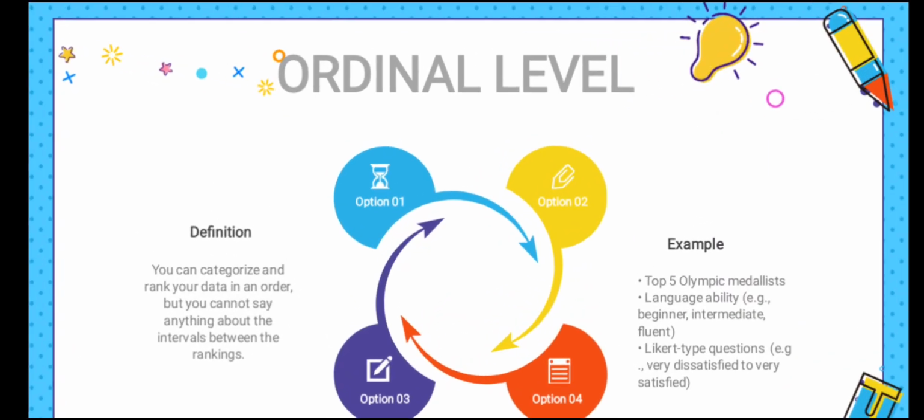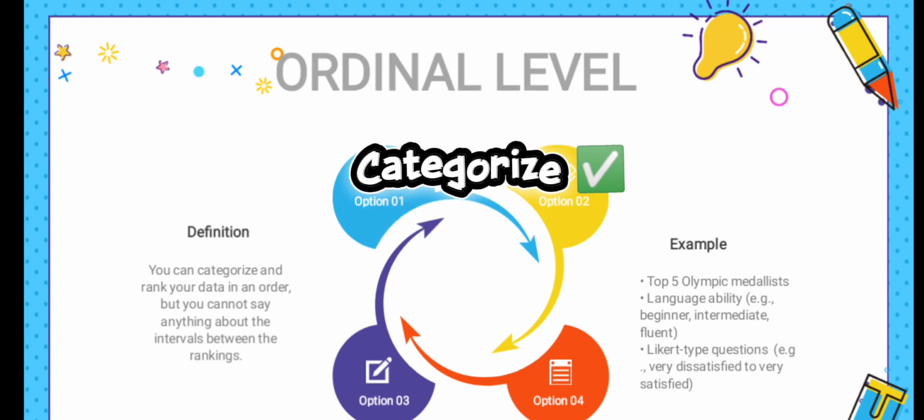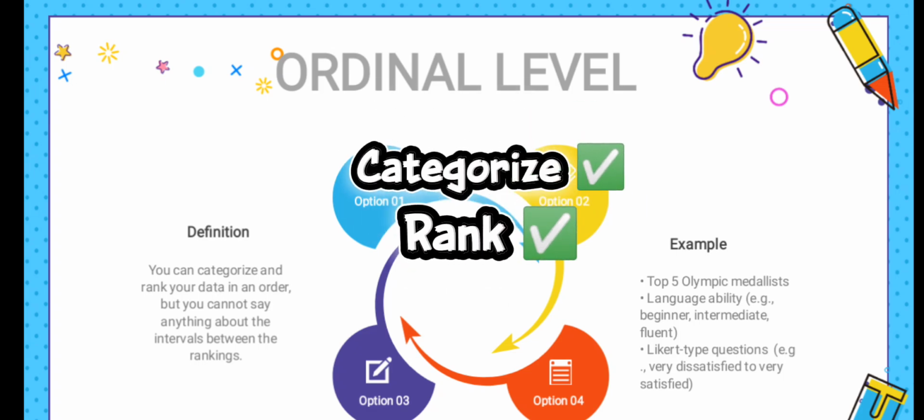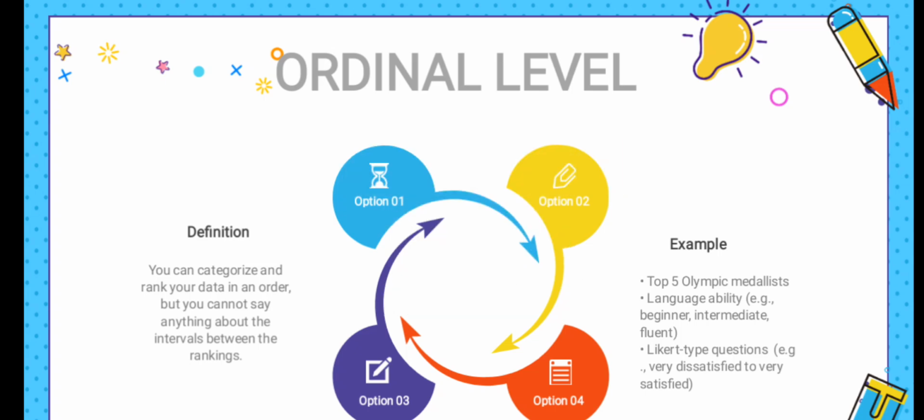In ordinal level, you can categorize and rank your data in an order, but you cannot say anything about the intervals between the rankings. For example, although you can rank the top 5 Olympic medalists, this scale does not tell you how close or far apart they are in number of wins. Examples of ordinal scales: top 5 Olympic medalists, language ability (beginner, intermediate, fluent), Likert-type questions, very dissatisfied to very satisfied.